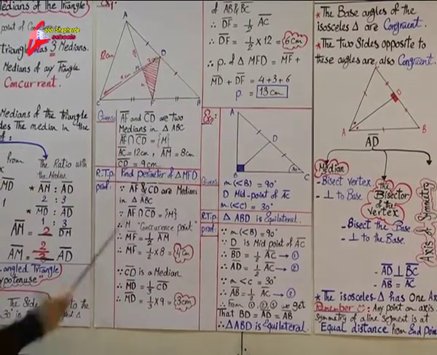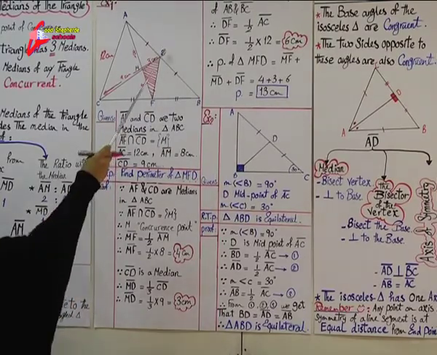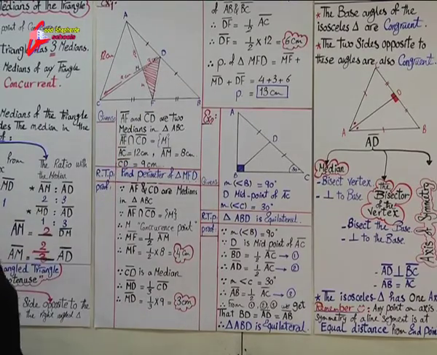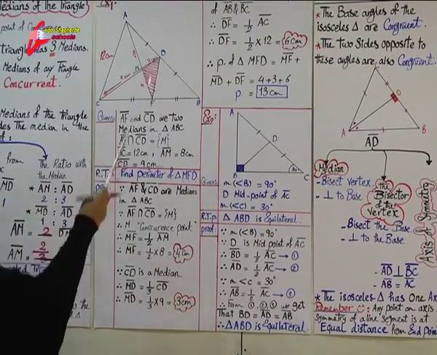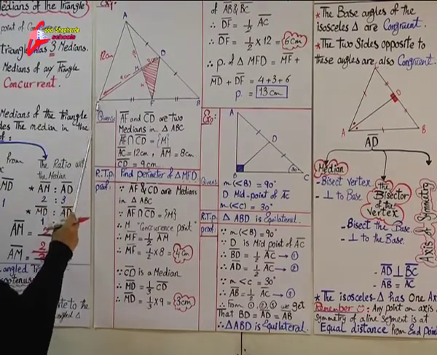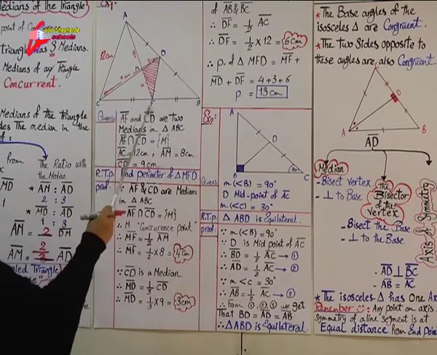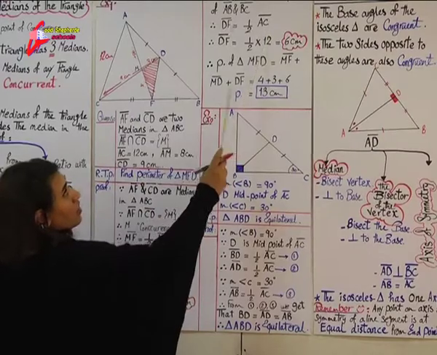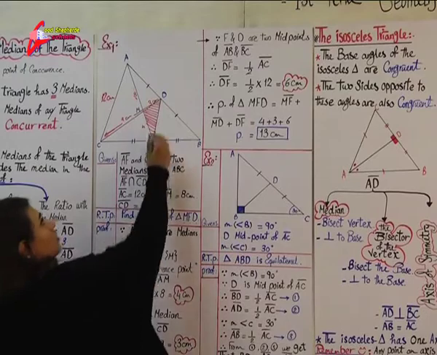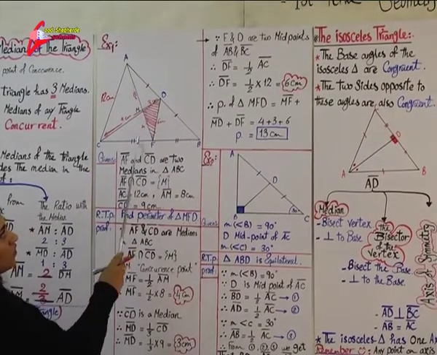The remaining part is DF, and it's not a median here, it's just a line segment connecting two midpoints in this side. If you have two midpoints here and a line connecting between them, opposite to it a line which is AC is 12 centimeter, then DF will be half AC. If DF is half AC, then it's 6 centimeter. Now you have the three sides of the triangle: 3, 4, and 6.